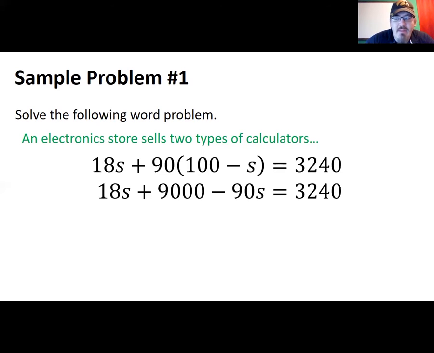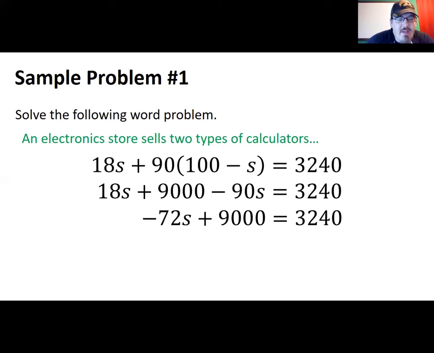Next, I can combine the like terms. So the 18s minus 90s is negative 72s. So be careful with this situation. There are some negatives. Now I need to go ahead and work towards getting the s by itself. So I get rid of whatever's being added or subtracted. So I'm going to get rid of the positive or plus 9,000 by subtracting it.